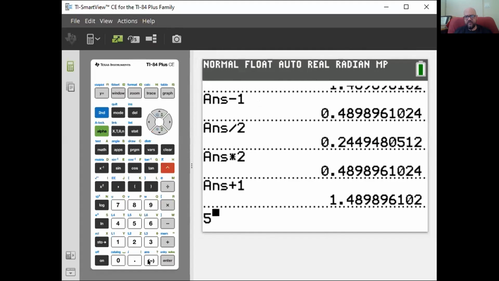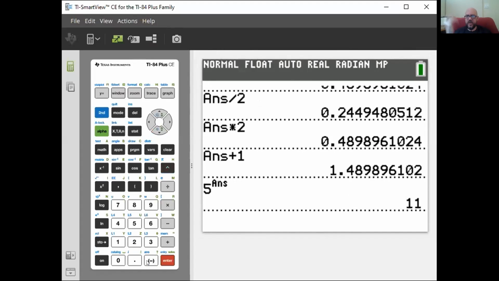So answer is the second function of the negative sign. Second answer, like that. 11. Hey, there you go. Look at that. We did it. Fantastic. So looks like that one was good. So let's look at another problem.